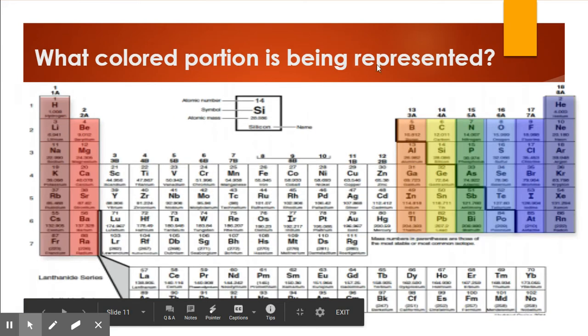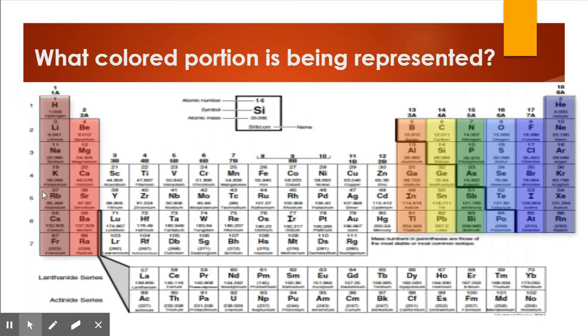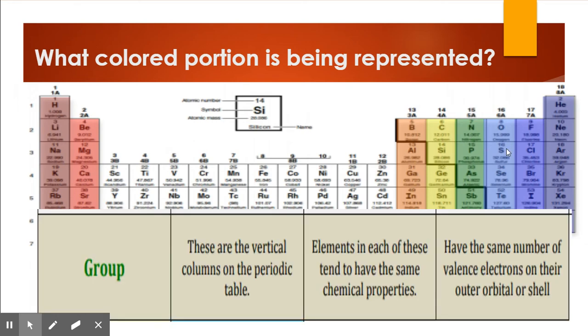What color portion is being represented here? So we're looking vertically up and down now. So this is group 1, group 2, group 13, group 14. So these are called groups. They are vertical columns on the periodic table. Elements in these tend to have the same chemical properties. They have the same number of valence electrons in their outer orbital or shell. So if we look at group 18, all of these noble gases have 8 valence electrons in their outer shell. They're unreactive. Okay, and remember your most reactive groups are group 1 and group 17.